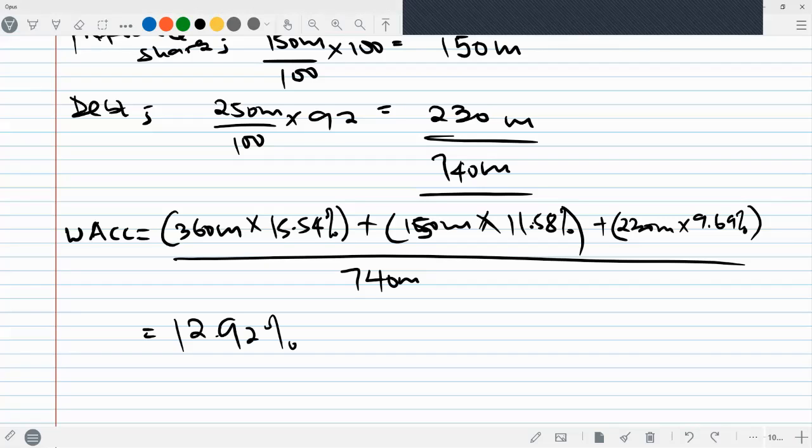You can see this is quite an easy process. I guess there's not much complication here. 12.92%. Any questions so far?